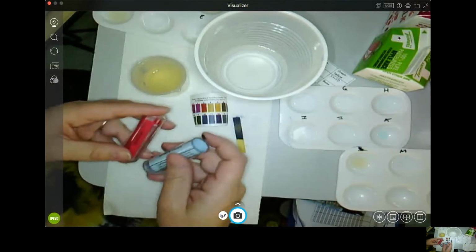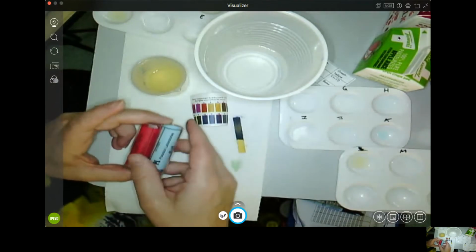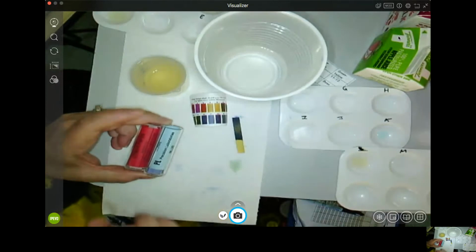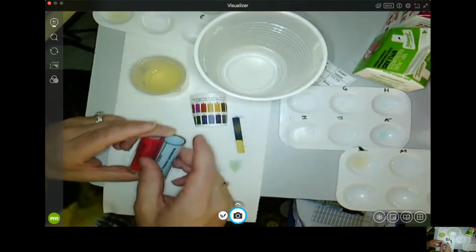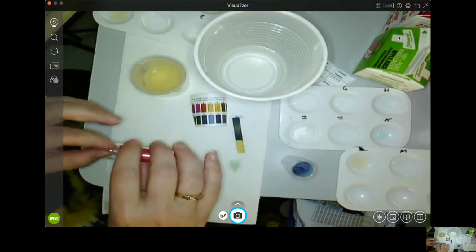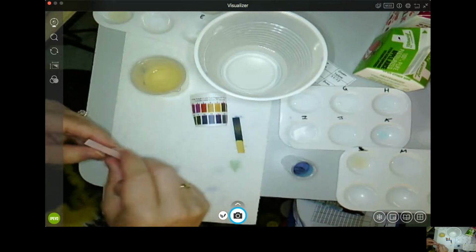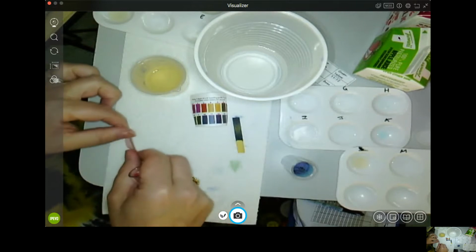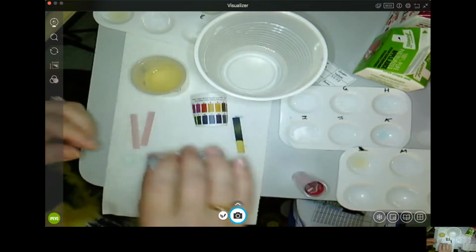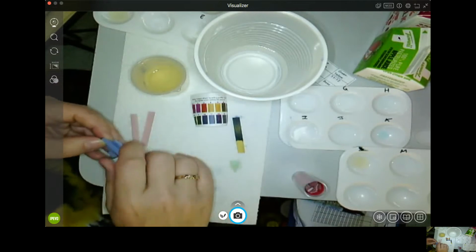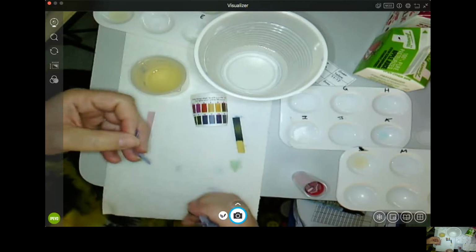Now, with red litmus paper and blue litmus paper, it won't tell me the exact pH. It'll just tell me if something is an acid or if it is a base. Jonathan, pay attention. Red litmus paper turns blue in a base. Blue litmus paper turns red in an acid.